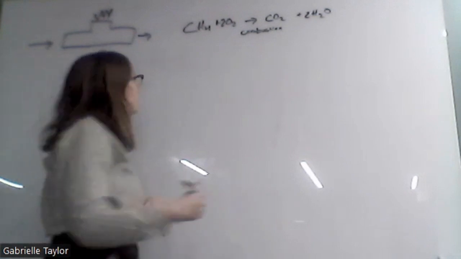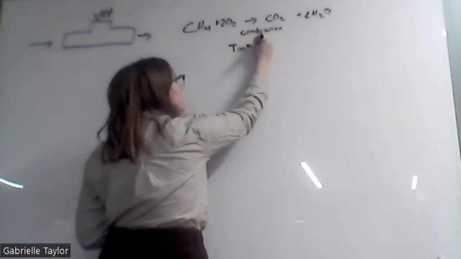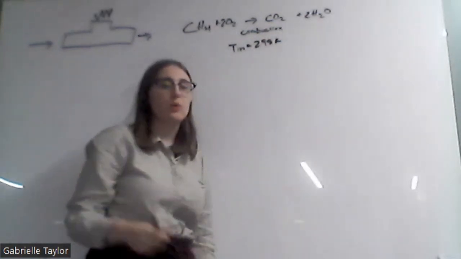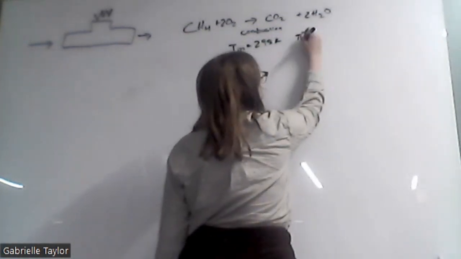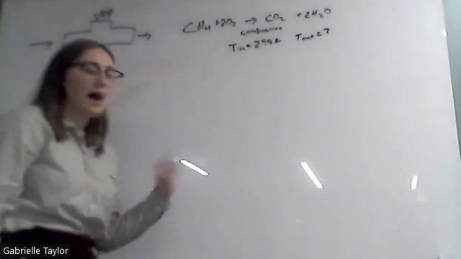Okay, so first we need to know some of our initial conditions. Our initial temperature, our temperature in, is going to be 298. And then our temperature coming out is what we're going to try to find. So we're trying to find that.